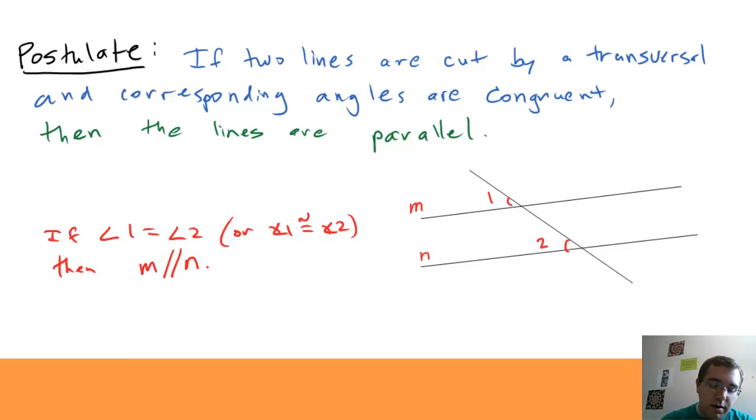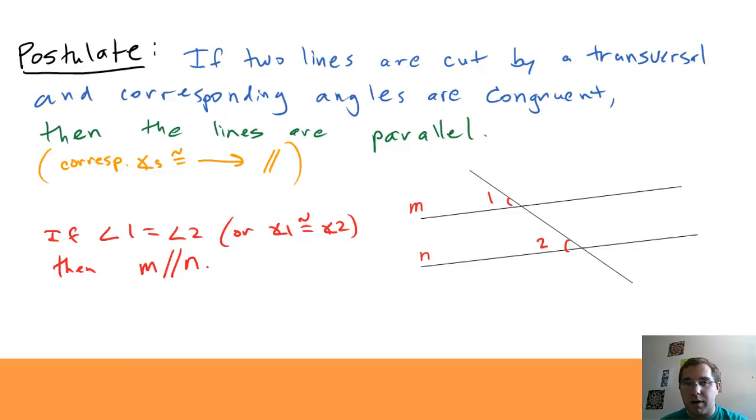There's a shortened way. If we want to write this postulate in shorthand, like if we were using it as a reason in a proof and we don't want to write out every single one of those words, a shorthand way to write it, which I'll write here in orange, is corresponding, which I'll abbreviate like that, angles congruent implies parallel lines. Okay? So that would be a shortened way to write this postulate. Again, it's a postulate, so we assume it to be true without proving it.